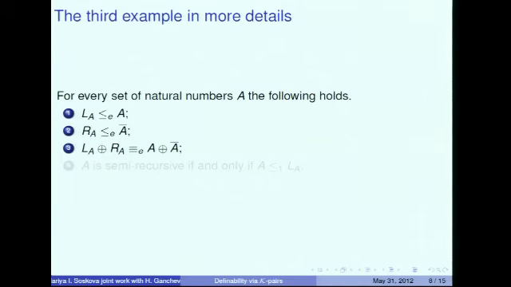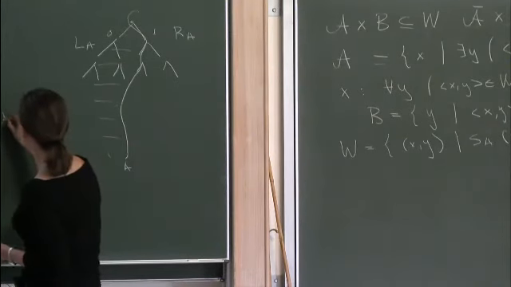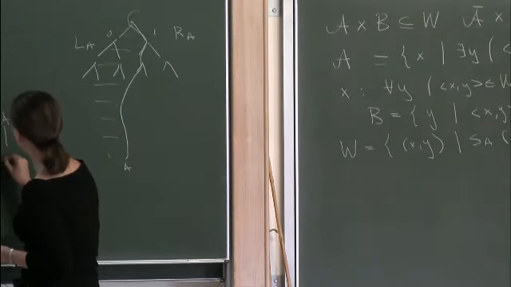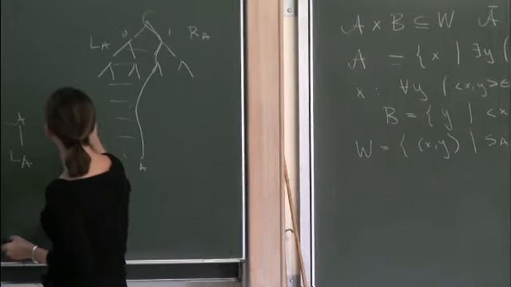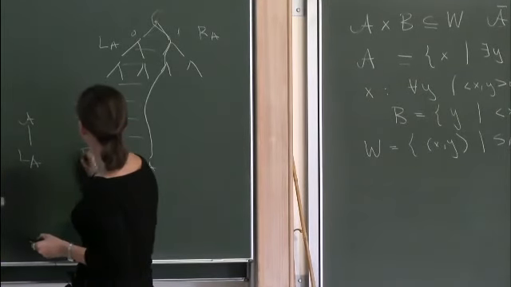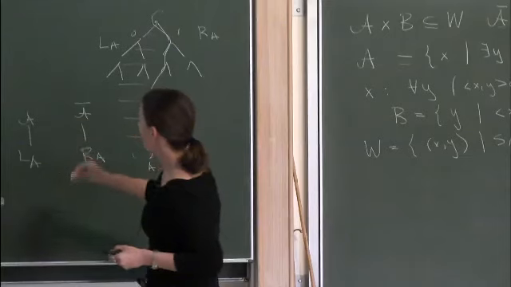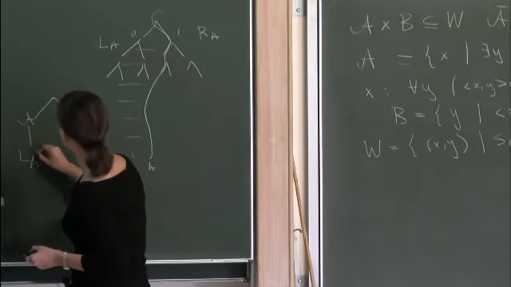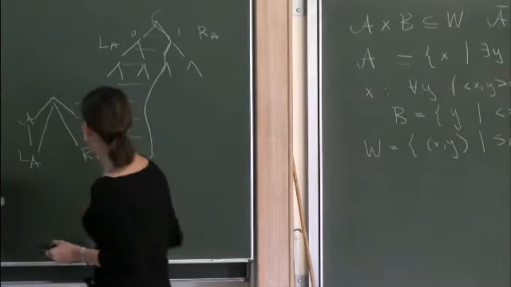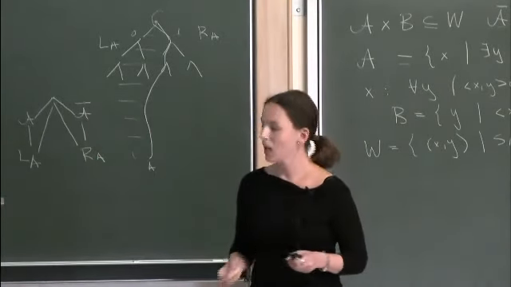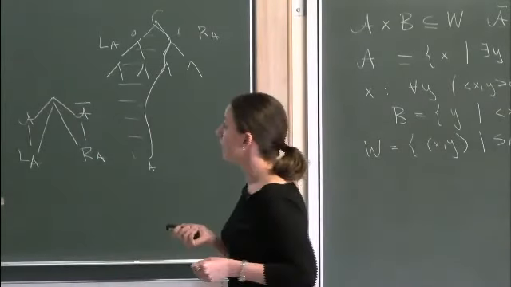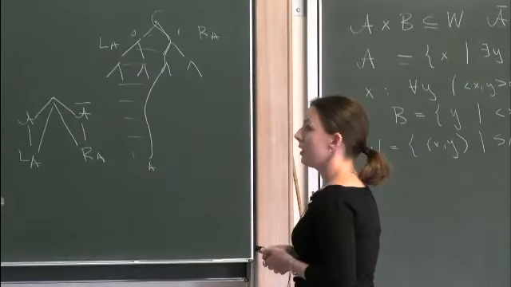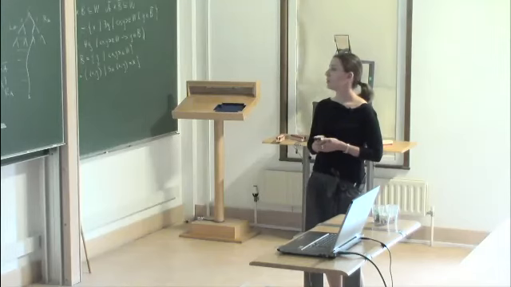So for every set of natural numbers A, we have that left A is always enumeration reducible to A, right A is almost always enumeration reducible to A, but they're not too far below because their join is still equal to the join of A and the complement of A. And it's a significant example because A is semi-recursive if and only if A is one reducible to left A.